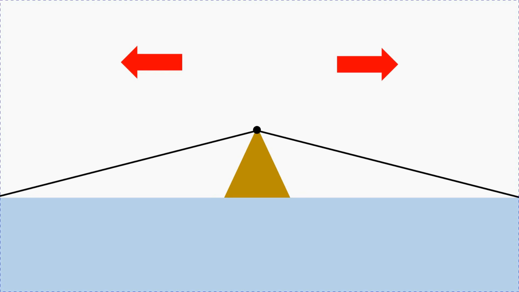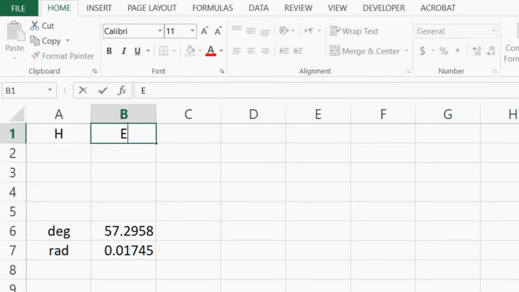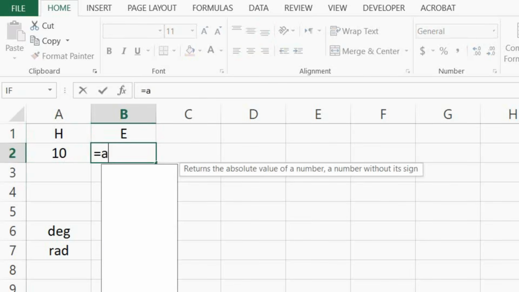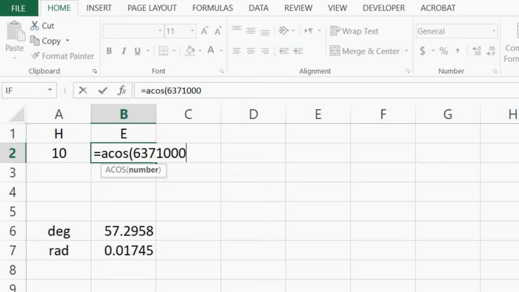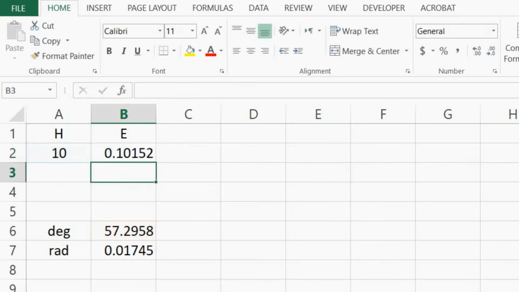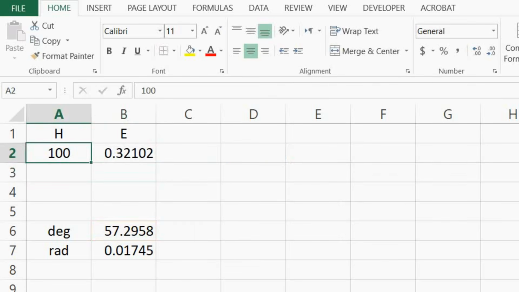The effect of height on sunrise and sunset can be calculated using the formula inverse cosine of 6371000, which is the Earth radius in meters, divided by 6371000 plus h, where h is the height of the observer in meters. If the observer height is 100 meters, for example, the angle is 0.321 degrees, and this angle can be added to the refraction angle to take the height into account.